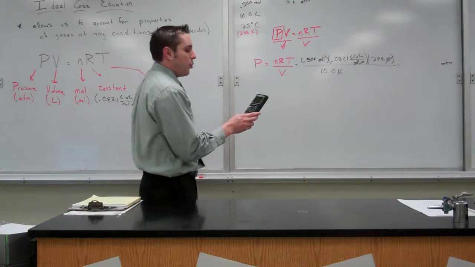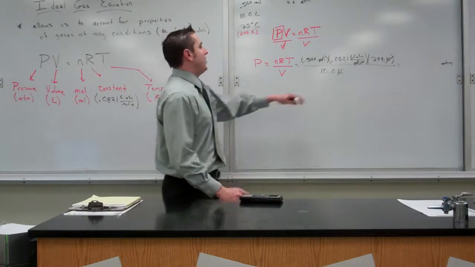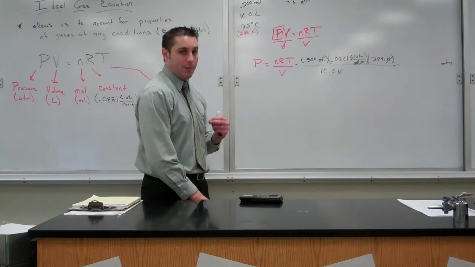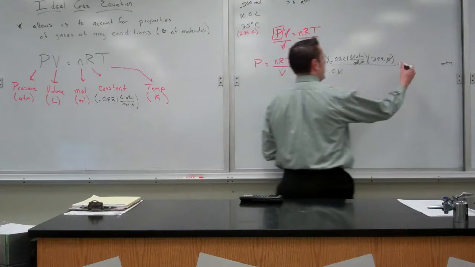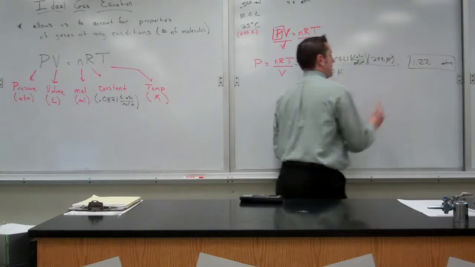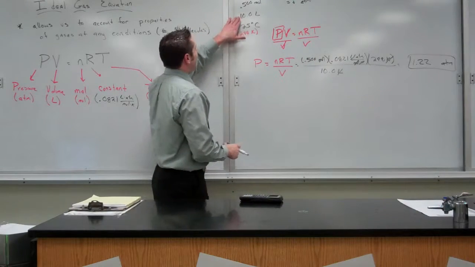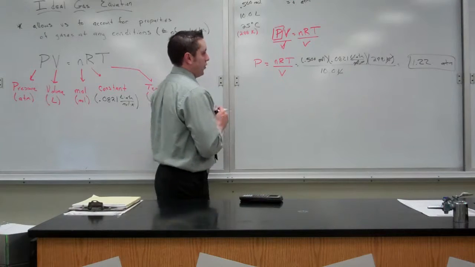My calc says 1.223. I only get 3 sig figs though, and the 0.0821 will limit you. So with 3 sig figs, I would say I need a pressure of 1.22 atmospheres to make this volume of gas stay at 10 liters under those conditions.